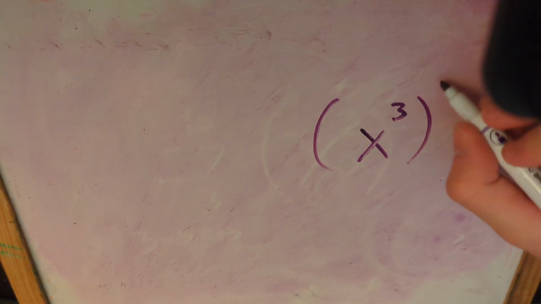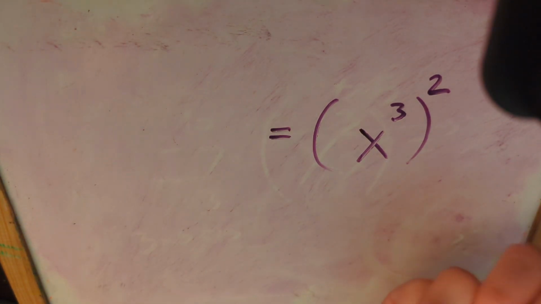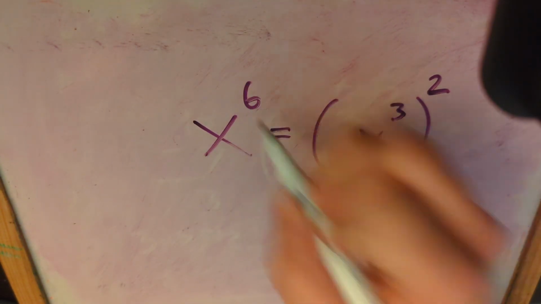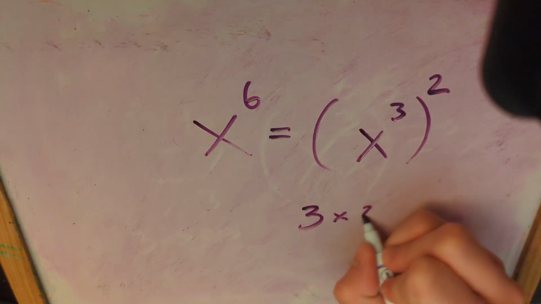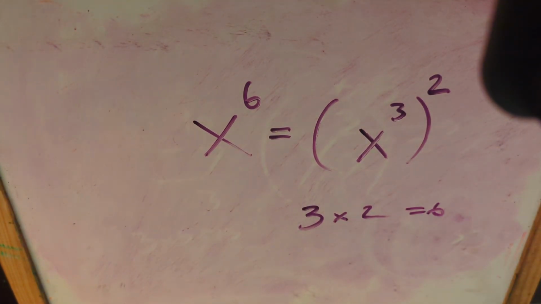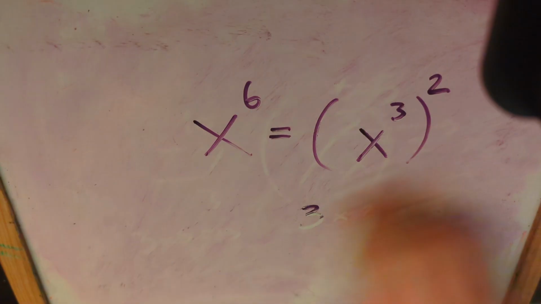For instance, if we had x to the power of 3 to the power of 2, what will this end up being? It'll end up being x to the power of 6, because 3 times 2 equals 6. So those are some very basic exponent rules.